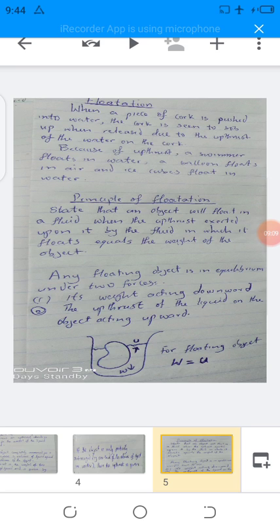Any object floating is in equilibrium under two forces. Number one, its weight acting downward. Number two, the upthrust of the liquid on the object acting upward. Look at the diagram on the screen. You will see that the object there is floating in water, and the weight of the object is downward while the upthrust is upward. So for this object to float, the weight must be equal to the upthrust.